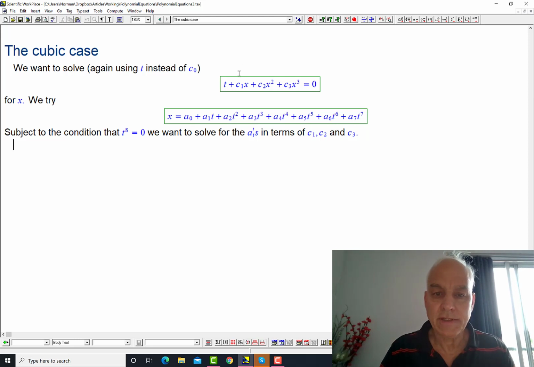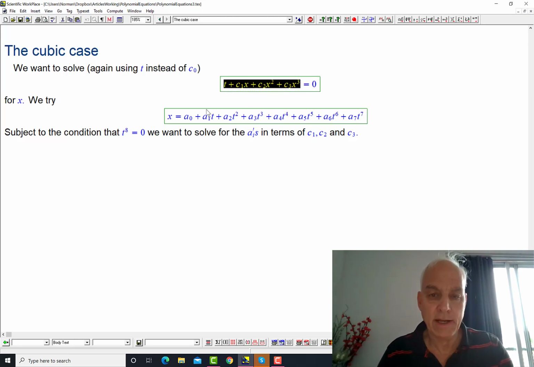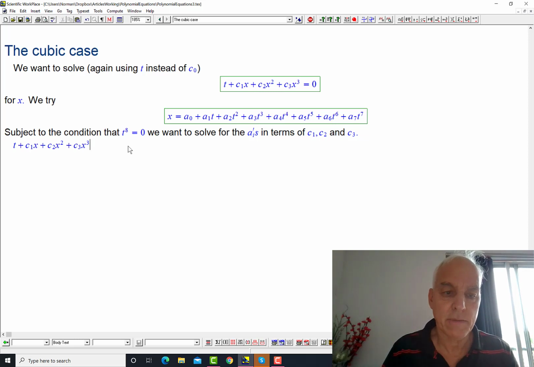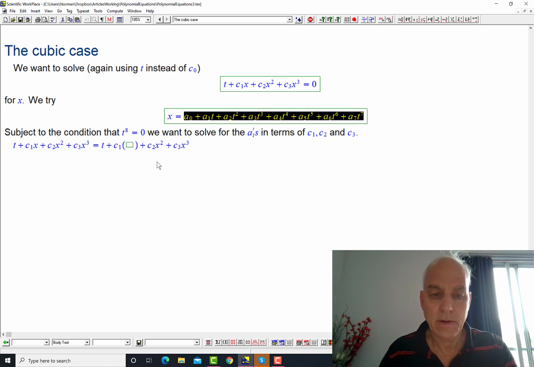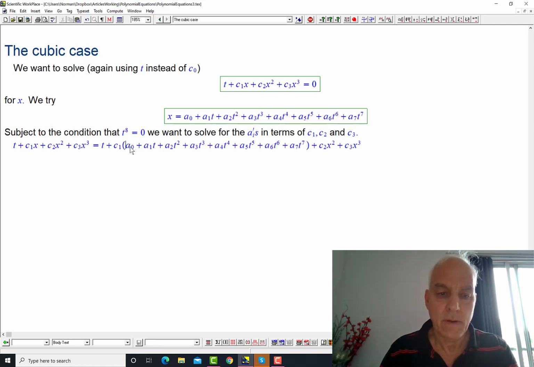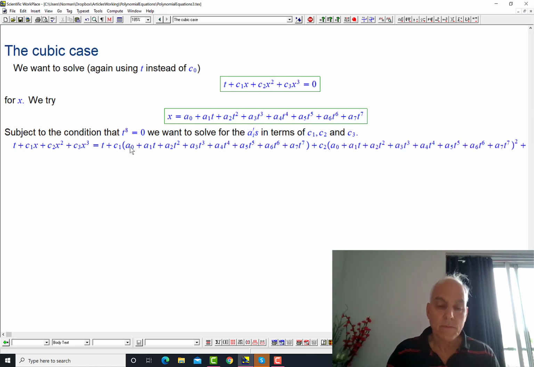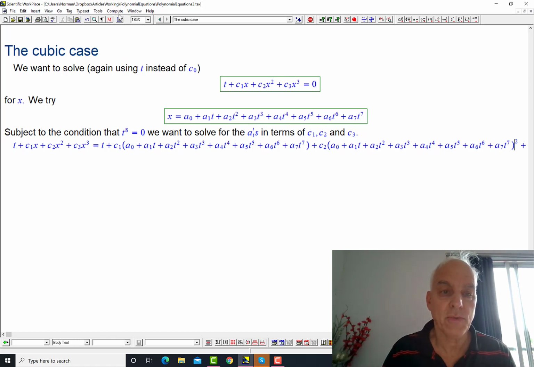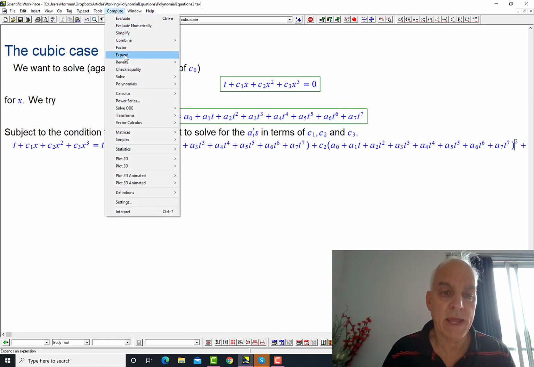So here we'll take t plus c1x plus c2x squared plus c3x cubed, okay, and we'll write it again. And now we're going to replace the x here with this expression. Okay, and we'll just copy this thing, and I'll put it here, and I'll also put it here. Okay, let's expand this whole thing. So it's got cubic terms, so there'll be lots of terms. I just want to show you what that actually looks like. So let's expand this out.